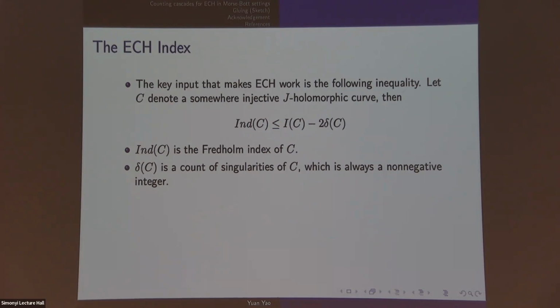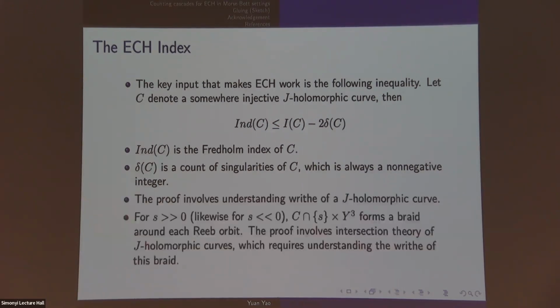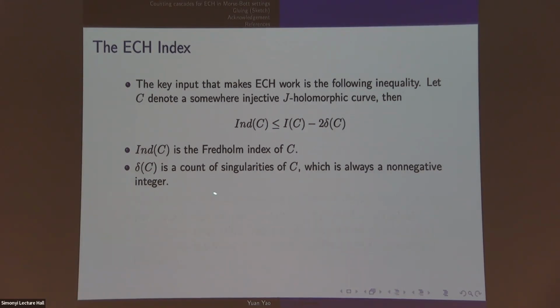Okay, so the point is that because of this inequality, essentially, if you require a curve to have ECH index 1, then for generic J, it also must have Fredholm index 1. So this helps you pick out rigid things in the space of all holomorphic curves.